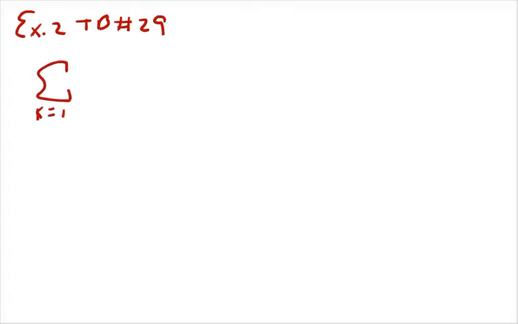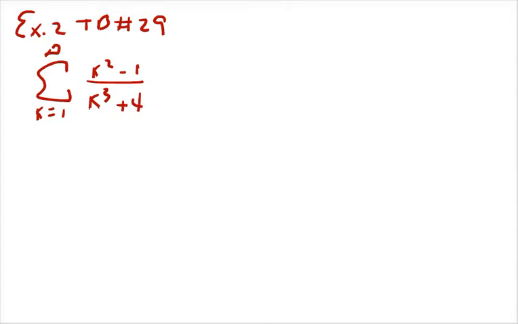So I wanted to wrap up 8.5 with just making sure the last problem we did in class. I always feel like the last problem is rushed, so we go through it in a little bit more detail and make sure we're good. So this was exercise 2, and this was textbook number 29. And the series we were looking at was this.